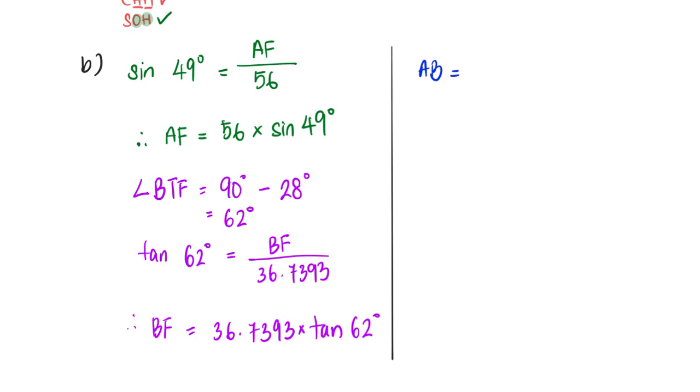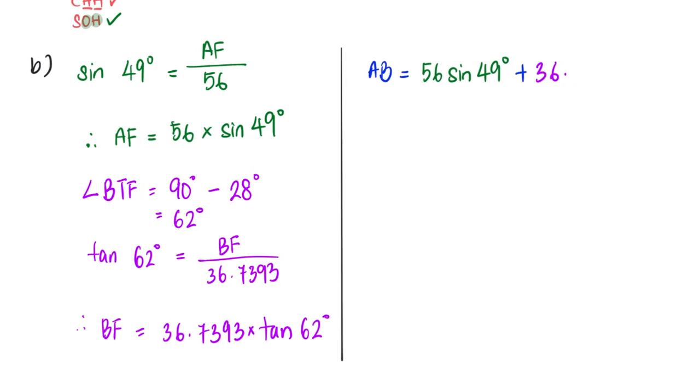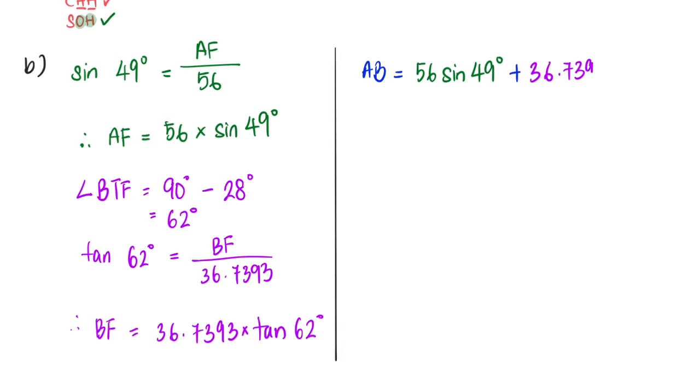Which is simply my AF, 56 times sine 49 degrees, you can write as such. And my BF, which is 36.7393 times tangent 62 degrees. And when I press my calculator, this will give me a value of 111.36 to about 5 significant figures. Final answer: 111 meters to 3 significant figures.